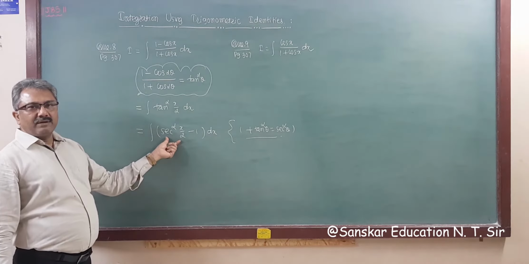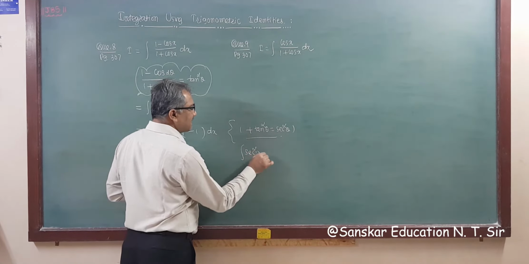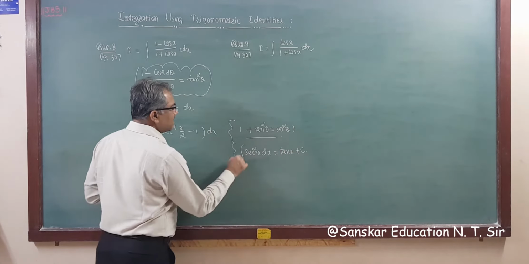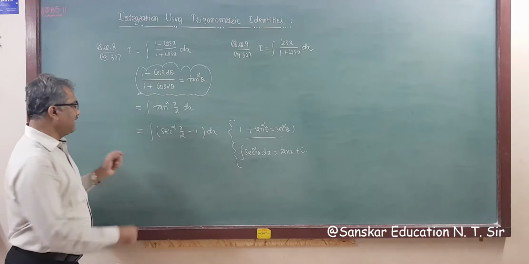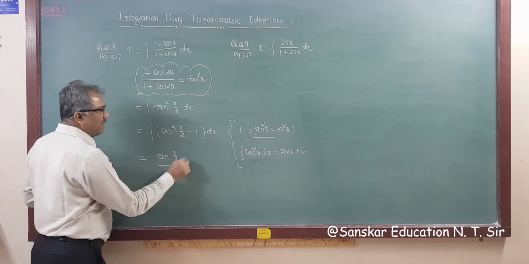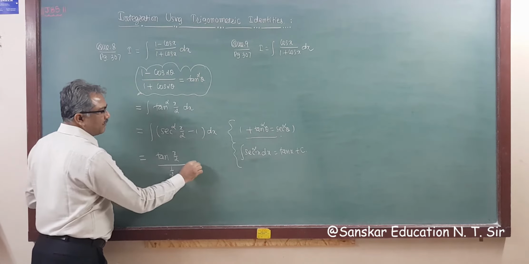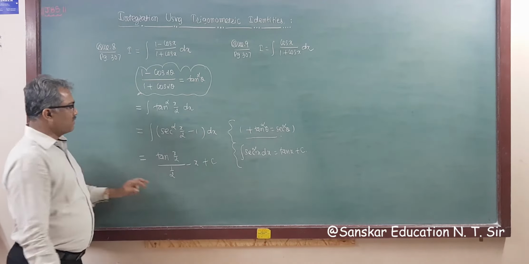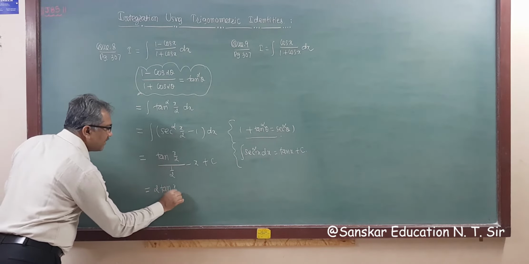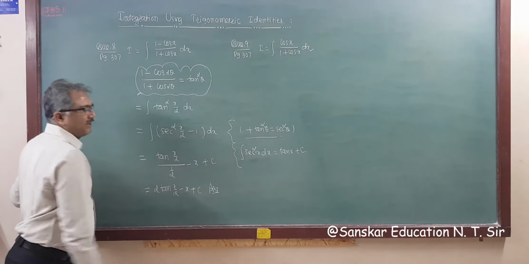Now integration of sec square x dx is equal to tan x plus c. So integrating this, we get tan x, but we have to divide by the coefficient of x. The coefficient of x is half, so divide by half, minus the integration of 1, which is x, plus c. So the answer will be 2 times tan x by 2, minus x plus c. This is the answer. Got it?